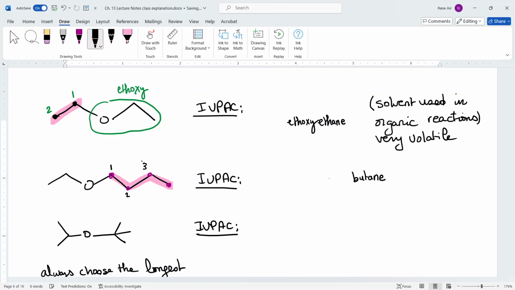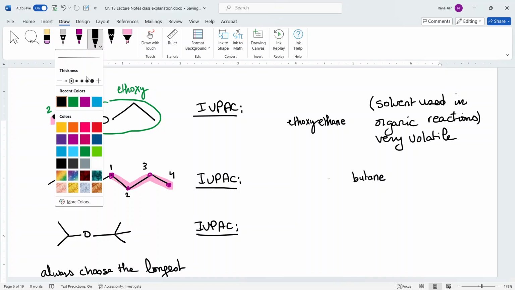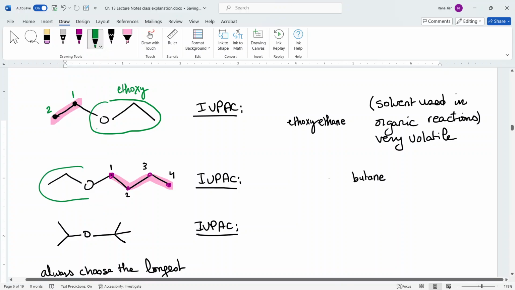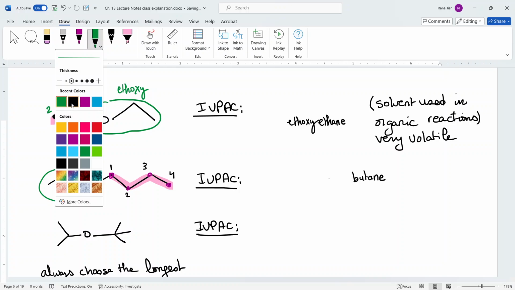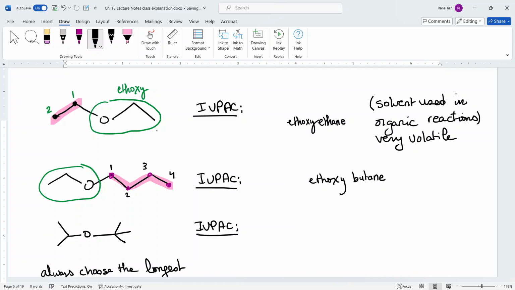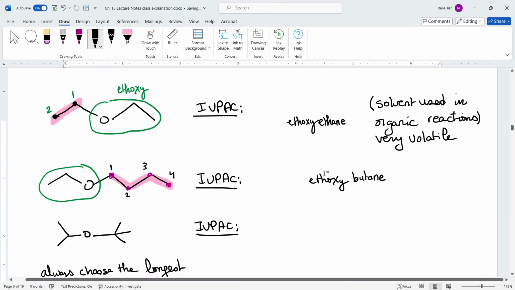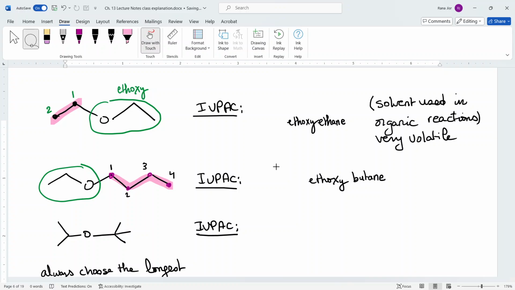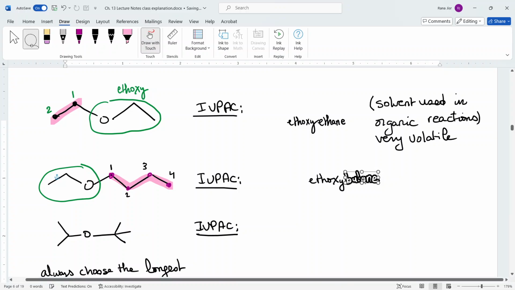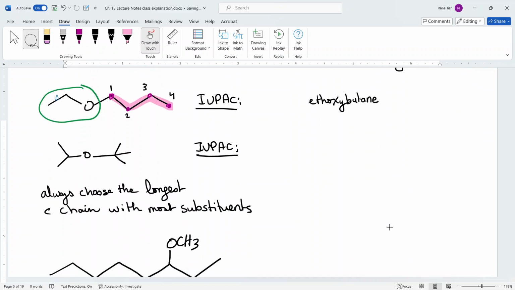So that's going to be 1, 2, 3, and 4. On carbon number 1, I do have an ethoxy as well. So that is going to be my ethoxy on carbon number 1. Let's write that, and it's going to be ethoxy. And again, there is no space between the ethoxy and the butane. So let's bring the butane all the way there, so that we eliminate that space. It's all one word.